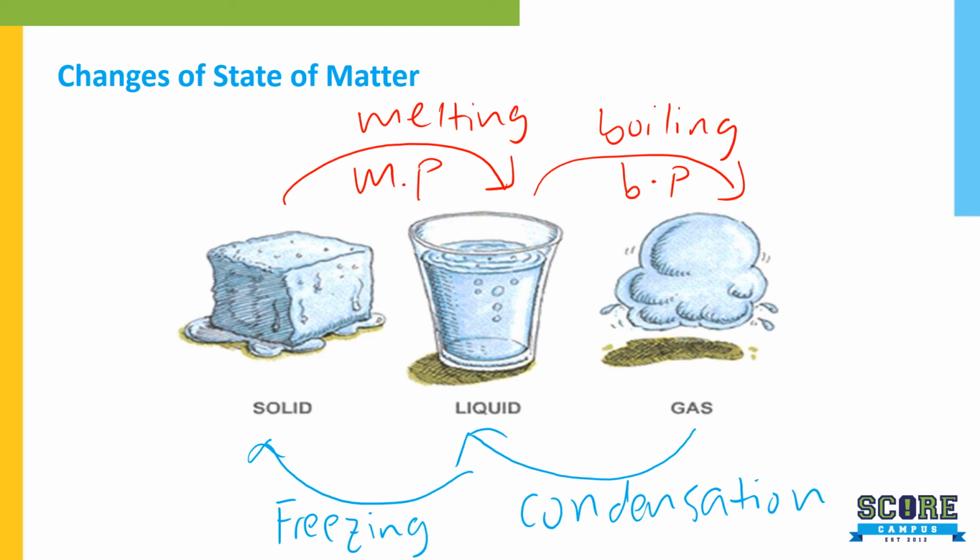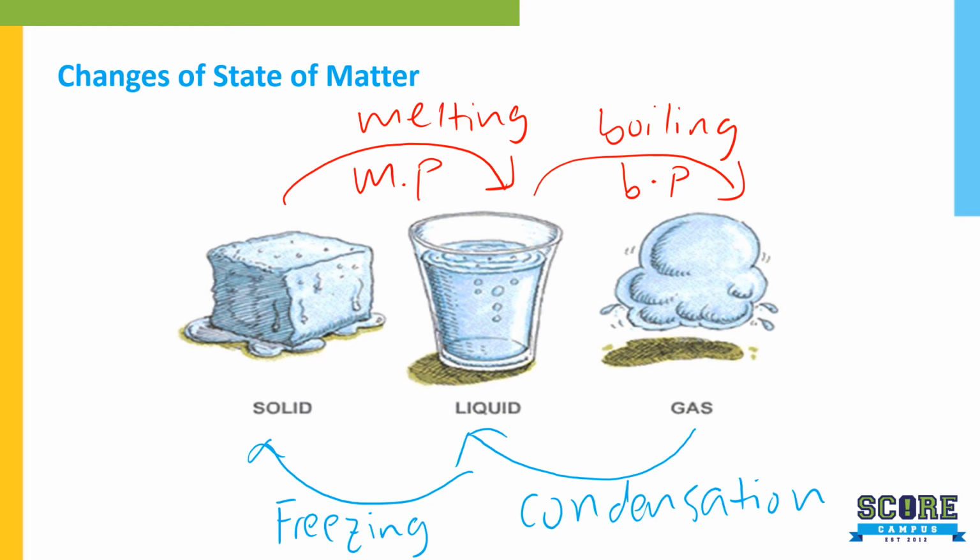All right, so if you heat a solid up, it goes through melting to become a liquid. You heat it up more, it goes through boiling to become gas. And gas, if you cool it, it goes through condensation to become liquid, and you cool the liquid, it goes through freezing to become solid.